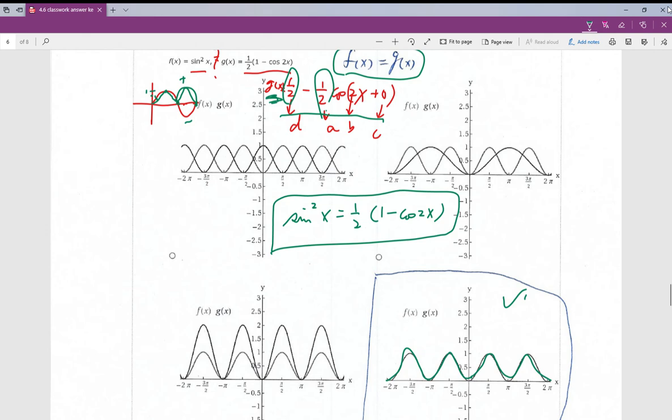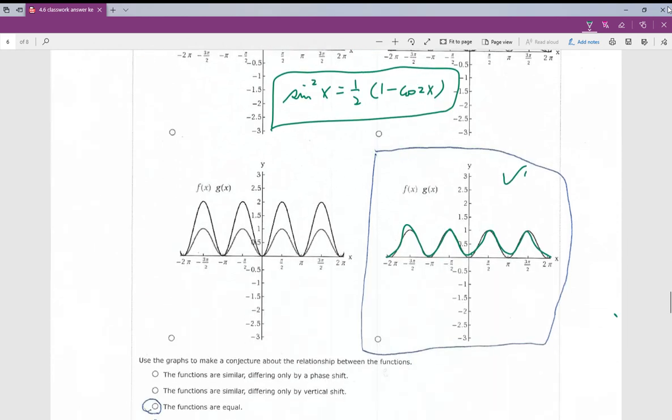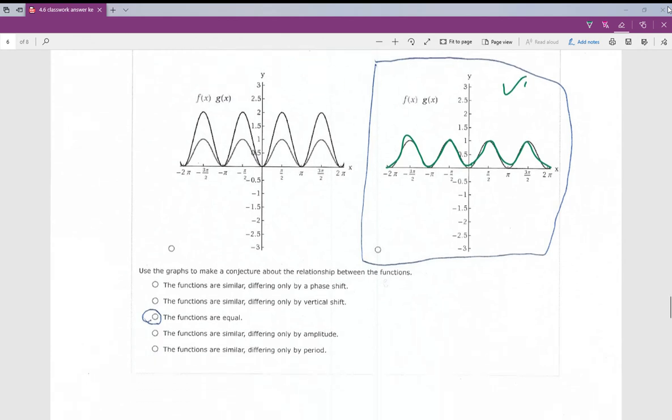Sine squared is here. Let me redo this one. Sine squared here. This one. And the g of x, I will let you graph by yourself. It's supposed to be the same. Okay. And then we go to the next one. Oh, I know how to do this one easily. Okay, I see. So actually these two functions are equal. F equals G. Okay.